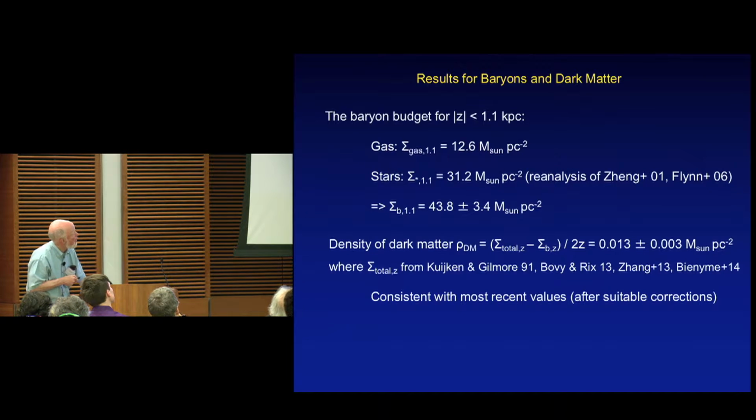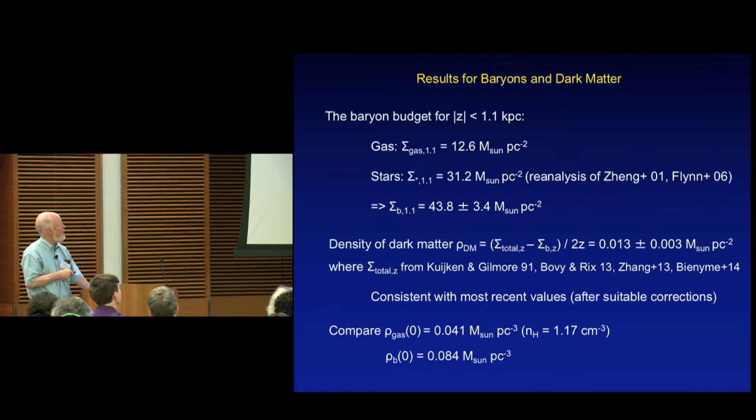Solar mass, I miswrote that. That should be per cubic parsec, excuse me. And that's consistent actually with most of the recent values, a little bit higher toward the high end, and you have to make some suitable corrections. And by comparing then with the gas density of 0.041, that corresponds to a particle density of 1.17, and the total baryon density of 0.084. So that's significantly larger than the dark matter, of course.